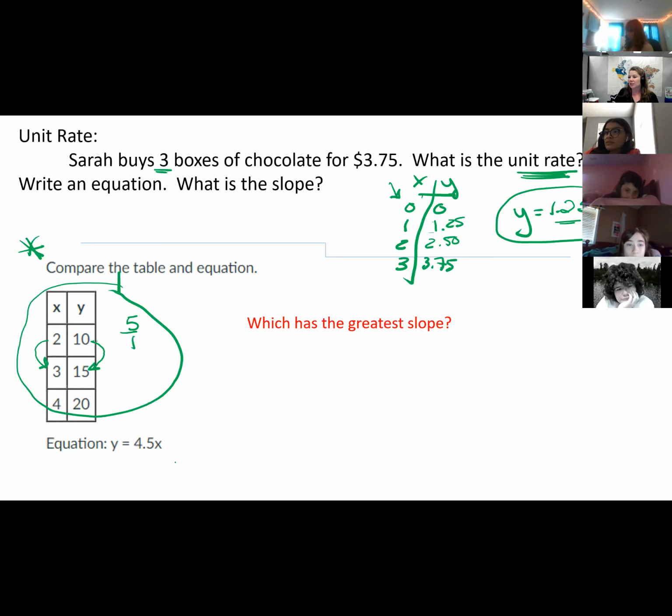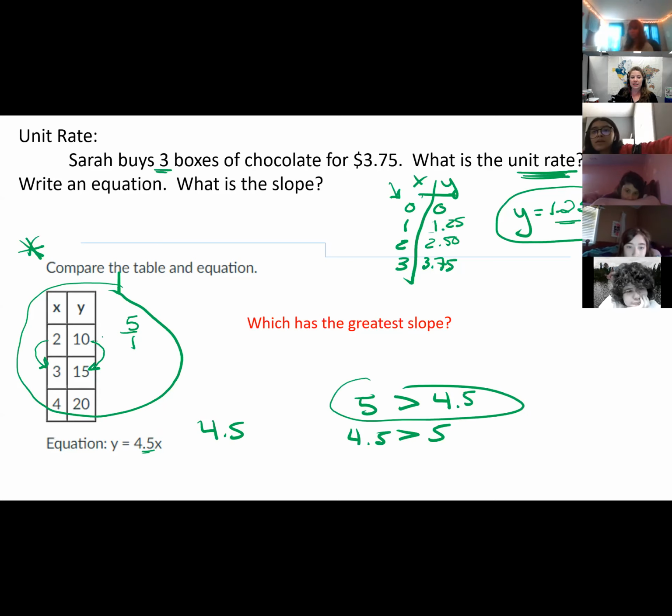Do we know the slope of the equation, guys? Yeah, we do. That's the easiest one, right? When Y is by itself, the rate of change is multiplied by X. So which one is greater? Is 5 greater than 4.5, or is the opposite true? Is 4.5 greater than 5? Which one's true? Yep, the top one, right? So it's the table. The table has the greatest slope. Okay, see how that works?